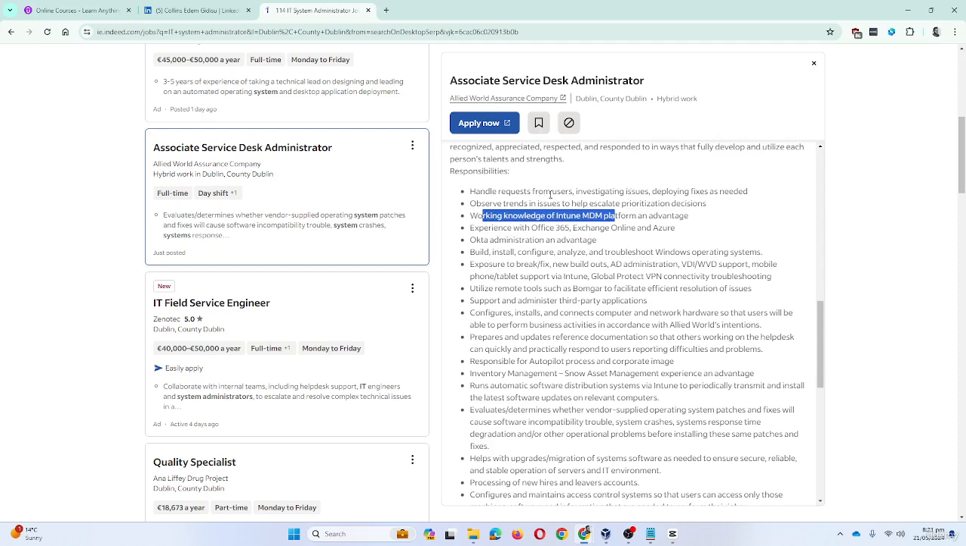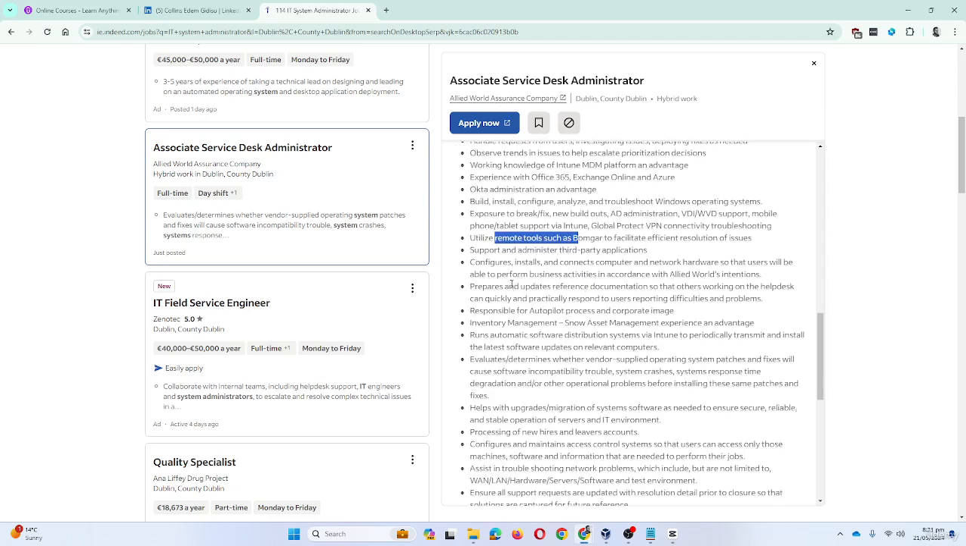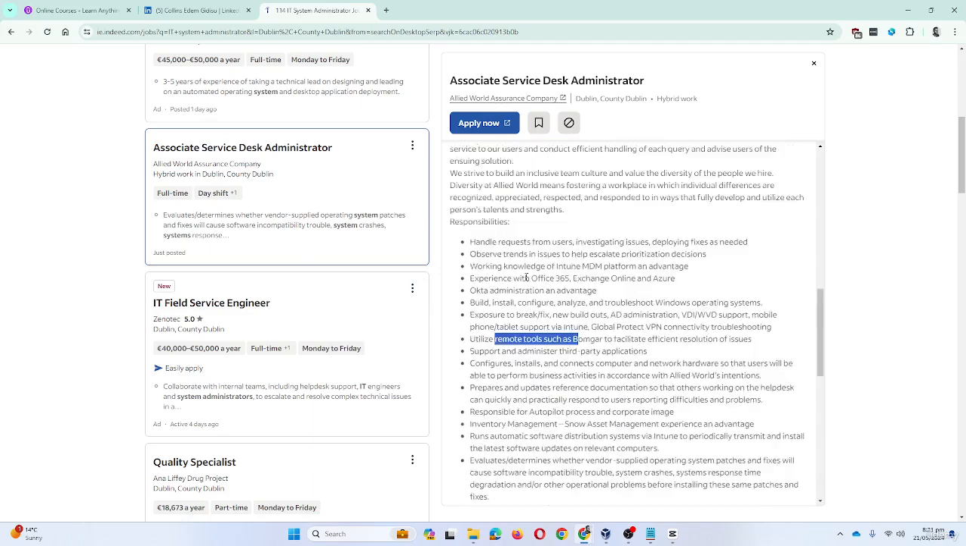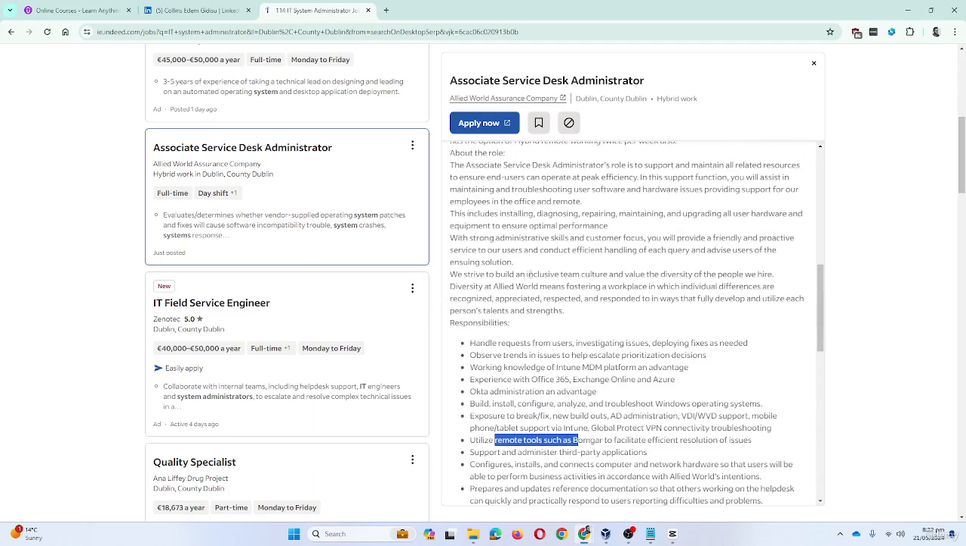You need to know how to troubleshoot and deploy fixes. You need to know how to use remote tools. You need to know how to configure, install, and connect computers and network hardware, stuff like that. And the qualification shows that you need some minimum of working experience. So ideally, you need to have some experience in the IT industry. Now, most of the job roles would specify things that are within this region.